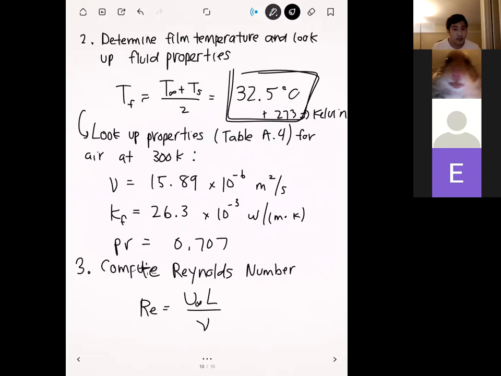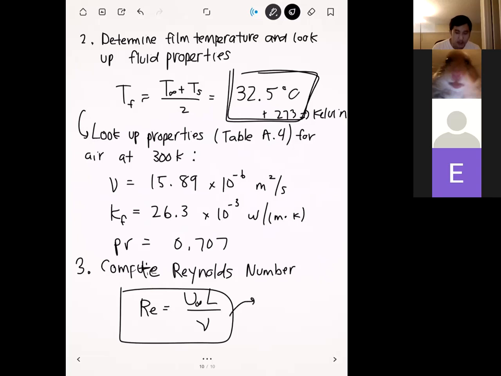But since we don't have the velocity yet, and that's what we're solving for, we can't actually compute this yet. Which brings us to an interesting point, because remember the Reynolds number determines whether we're laminar or turbulent, and that makes a big impact on what methods we're going to use to solve. So at this point, we have to make an assumption.